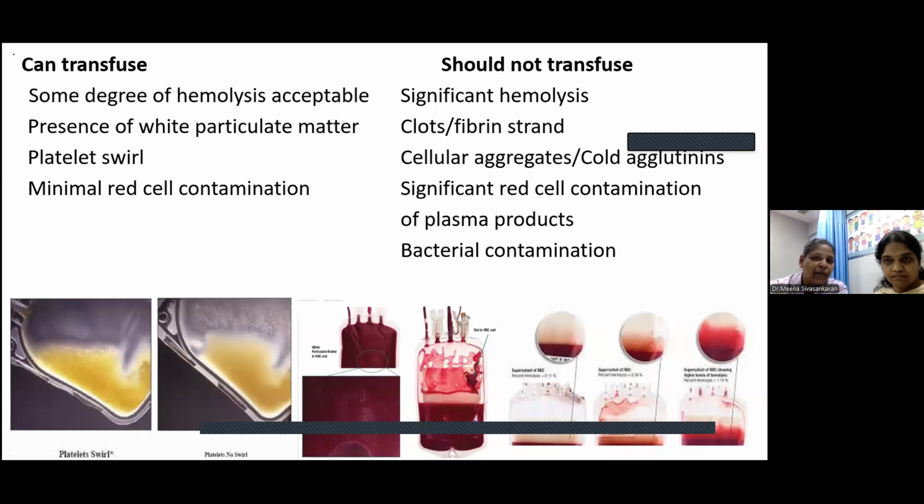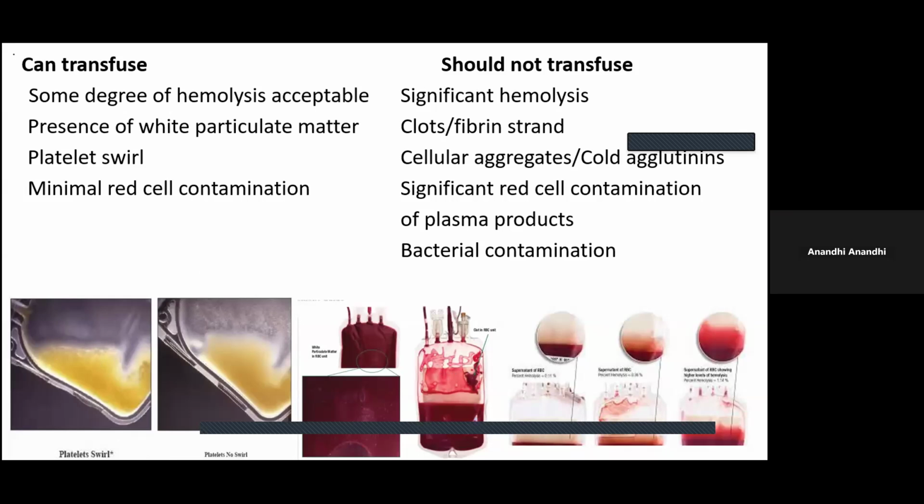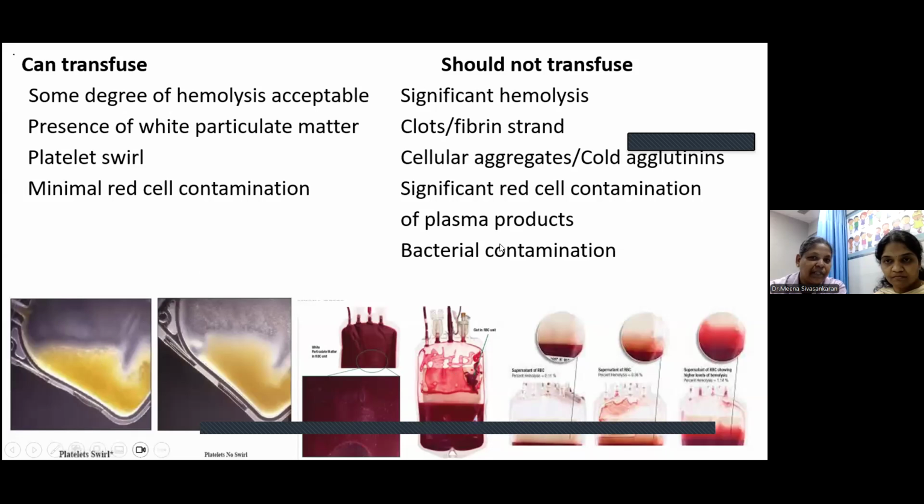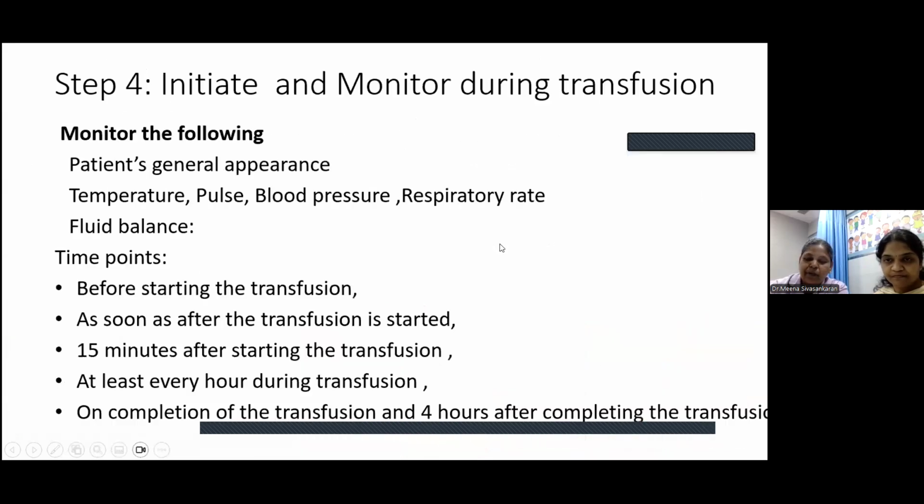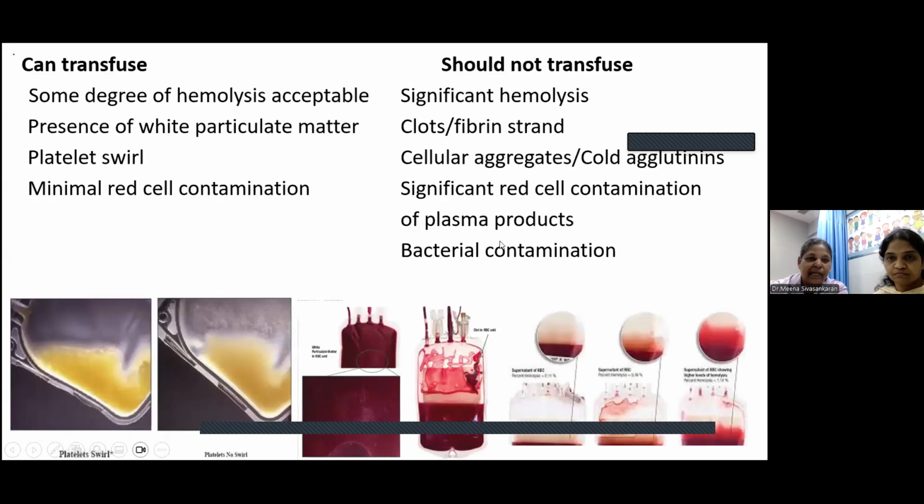If cellular aggregates and cold agglutinins are present, we also cannot transfuse the platelet. If bacterial contamination is present, we also cannot administer the platelet. Here we can see hemolysis in this slide. You can see it is cloudy; if hemolysis occurs, we cannot transfuse the platelets.